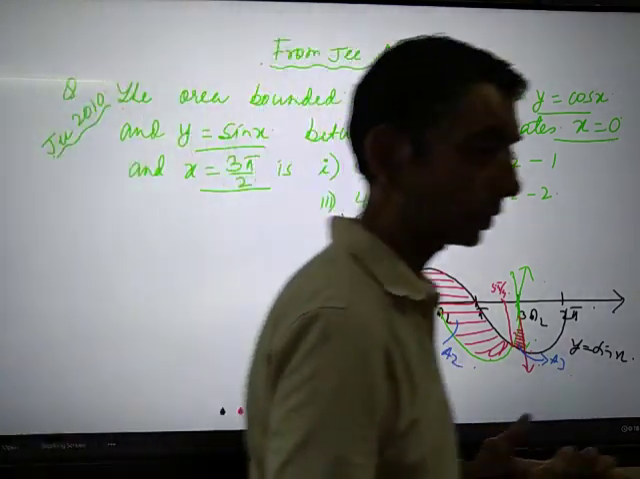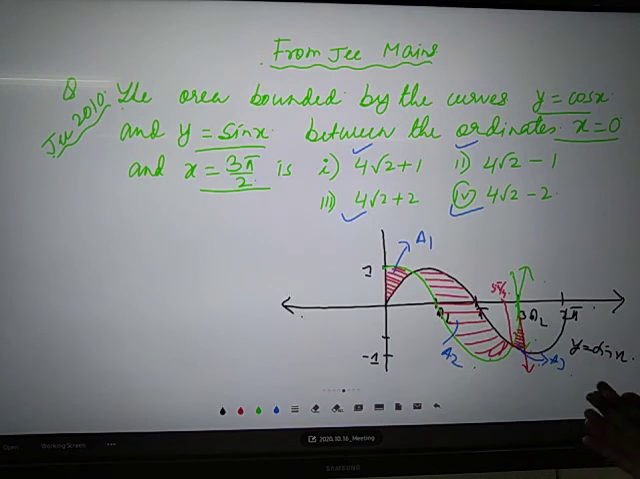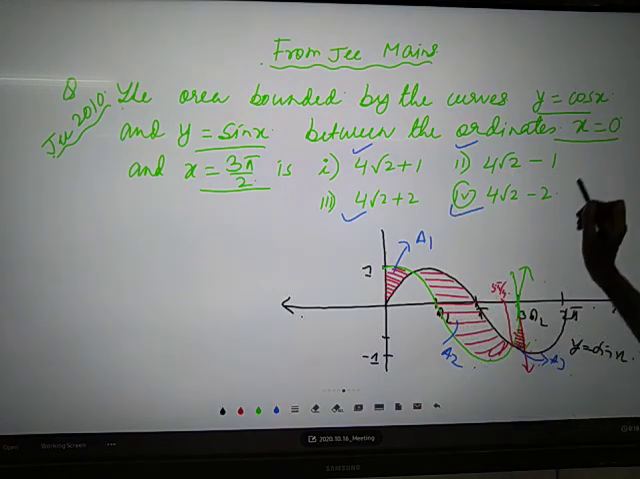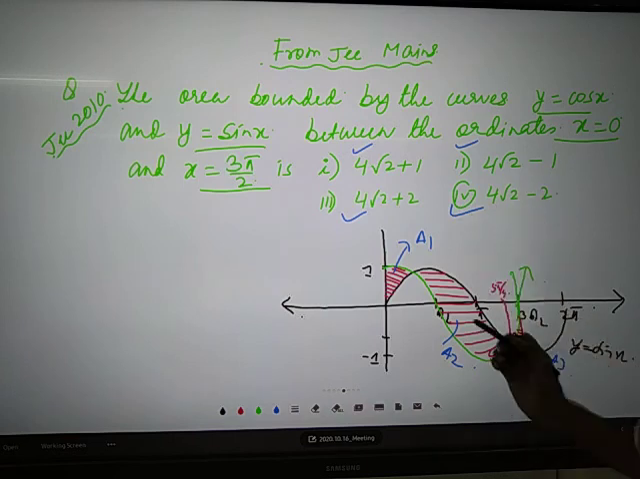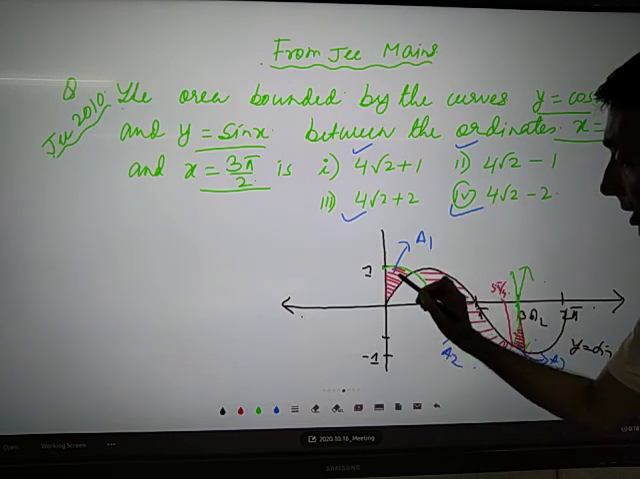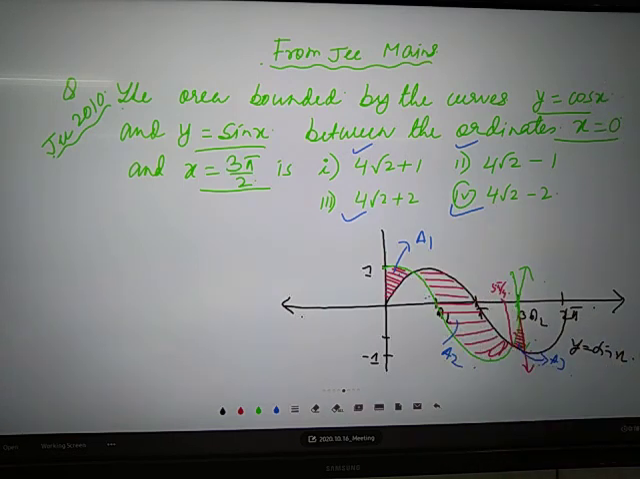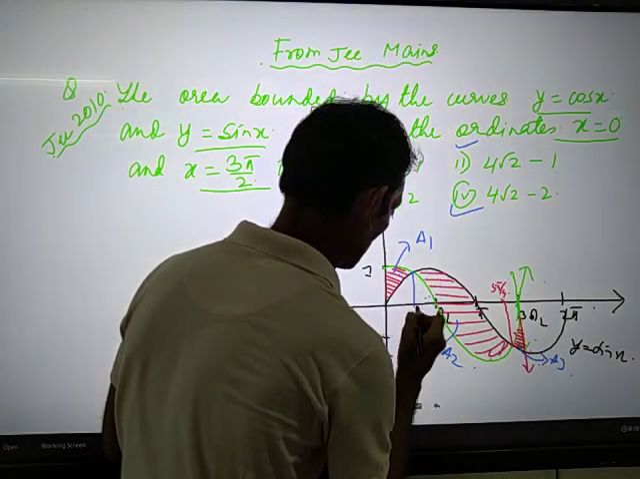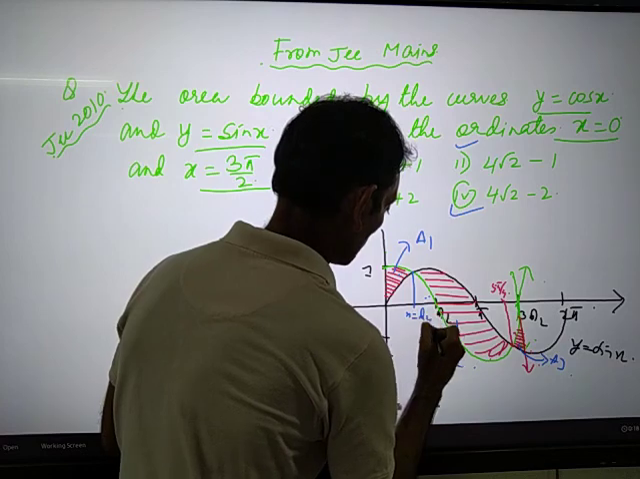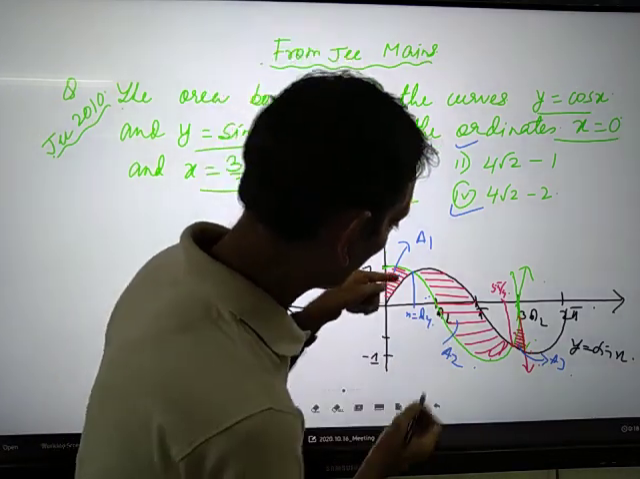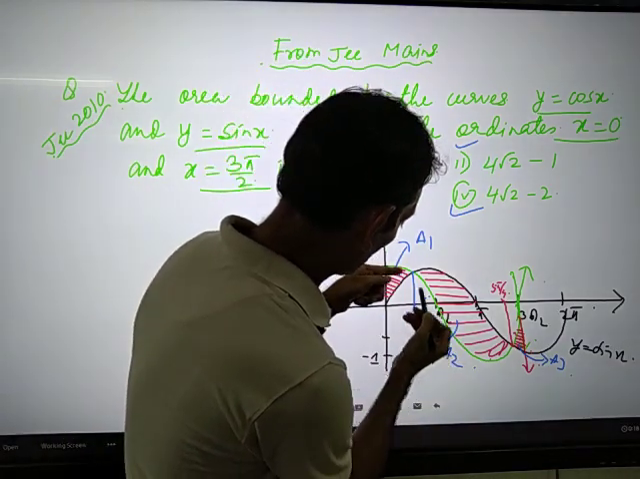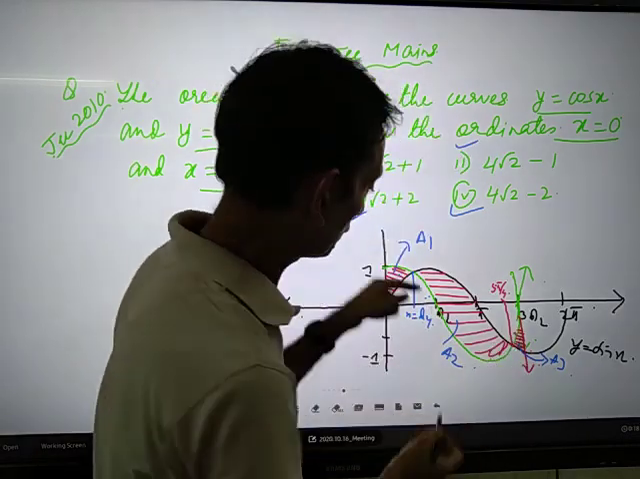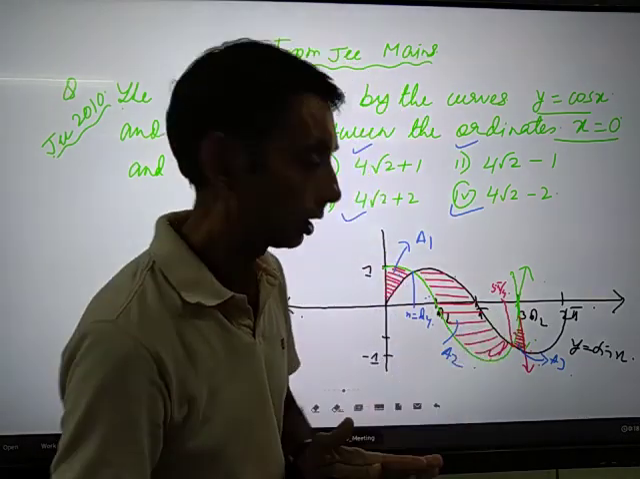Could you follow? Let me explain. First we have drawn the graph, and according to the question, we find the area bounded by the curves and the ordinates. So this is one portion. Now, what is this point? This is x equals pi by 4. From x equals pi by 4 to 5 pi by 4, this is a portion bounded by these two curves.